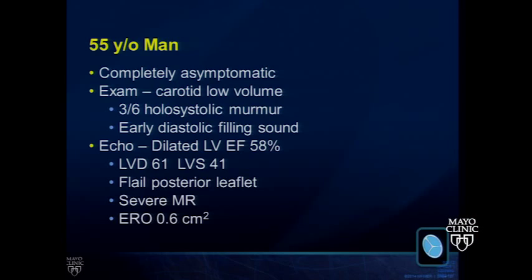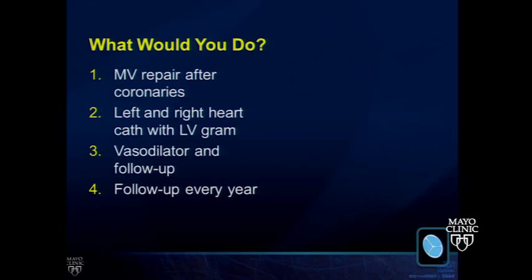Okay, a 55-year-old man who's completely asymptomatic, has a 3/6 holosystolic murmur with an early diastolic filling sound. His EF is 58%. His ventricle is 61 in diastole, 41 in systole, flail posterior leaflet, severe MR, and an ERO of 0.6. Should we do mitral valve repair, cath, vasodilator, or follow-up?